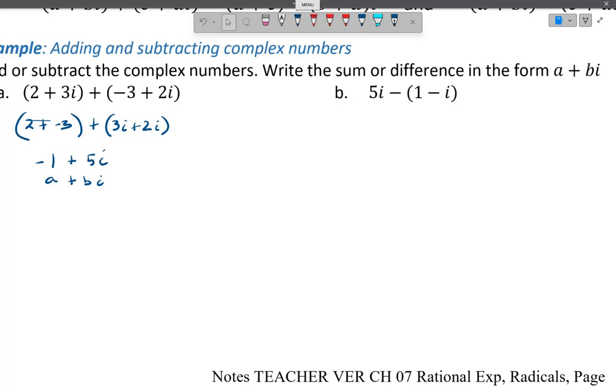Oh no. Wait, the test that we're taking next week is on 7.5. We'll talk about that next week. Okay. Let's focus on our complex numbers today.